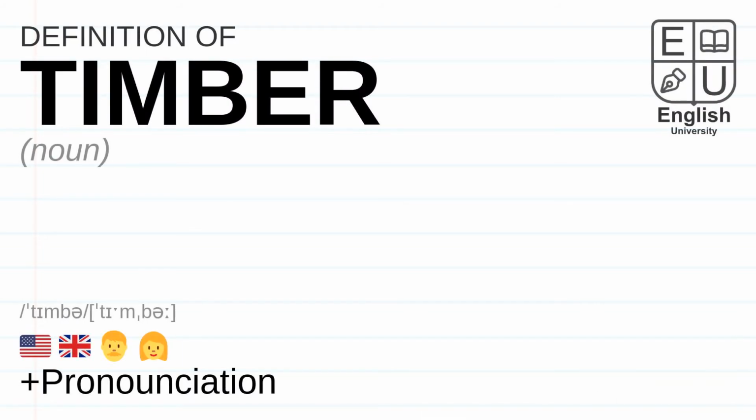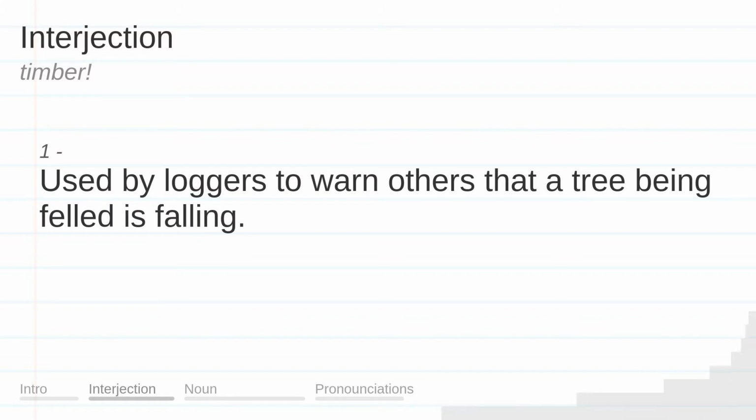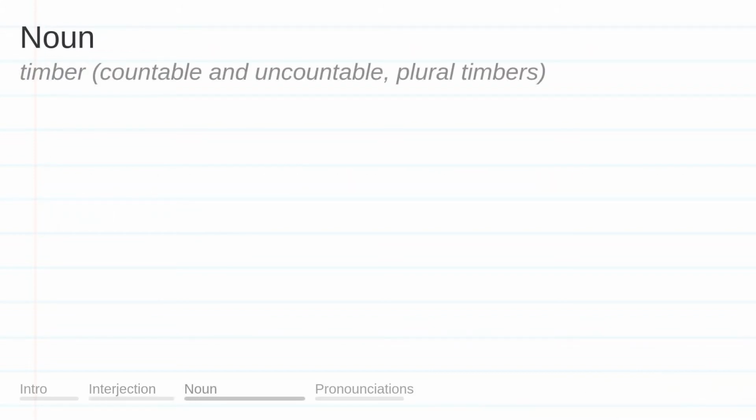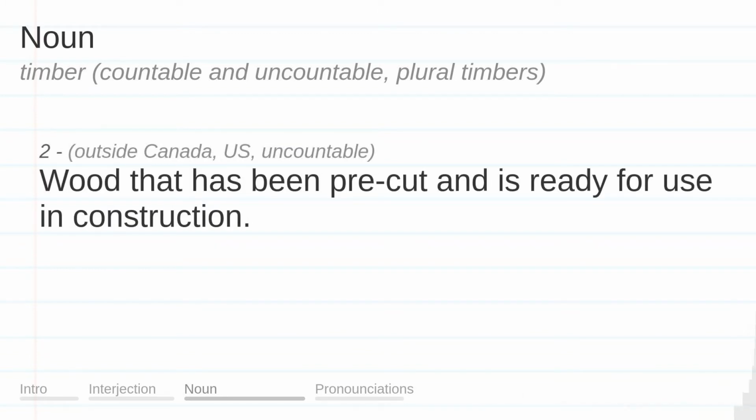Definition of the word timber. Interjection. Used by loggers to warn others that a tree being felled is falling. Noun. Trees in a forest regarded as a source of wood. Wood that has been pre-cut and is ready for use in construction.